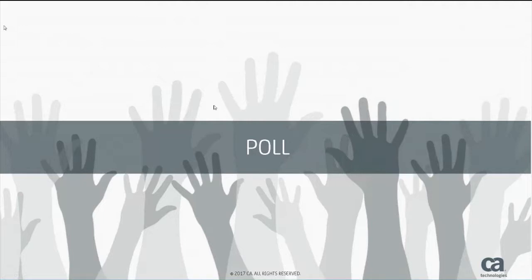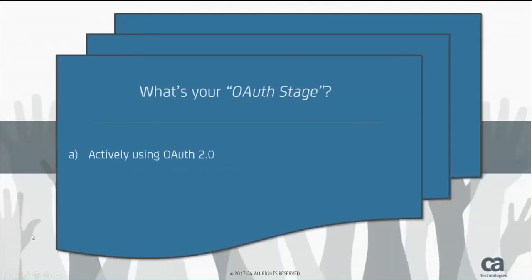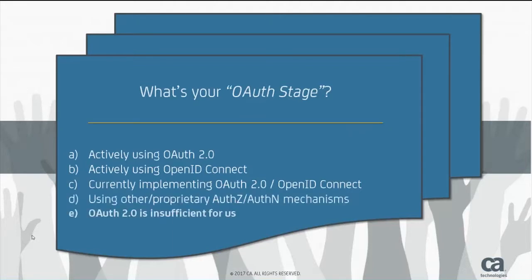So in a couple of seconds, you will see a poll, and I would just encourage you to check your marks wherever you think they will be. So, what's your OAuth stage? That's the question here. Are you using it actively? Are you also using OpenID Connect actively, or currently implementing, having other mechanisms, or, as we also see in some specific industries, is OAuth 2.0 interpreted as insufficient for the company? Let's wait a few more seconds for the answers.